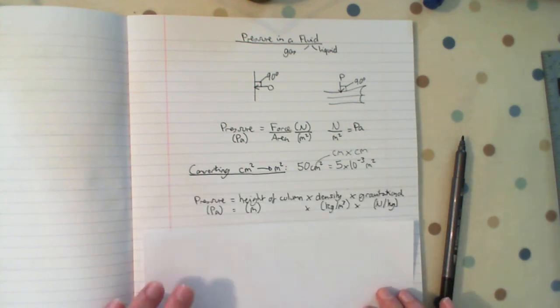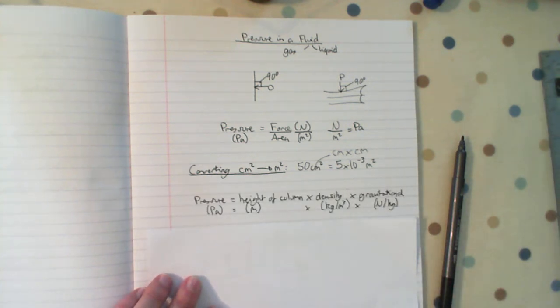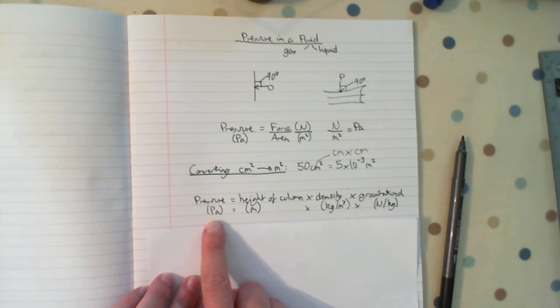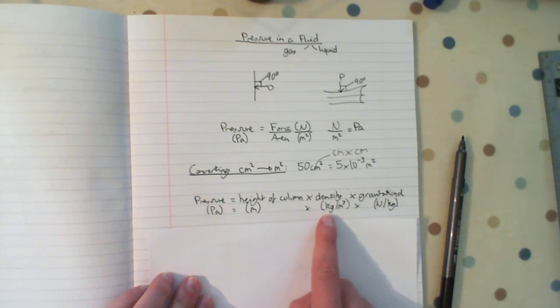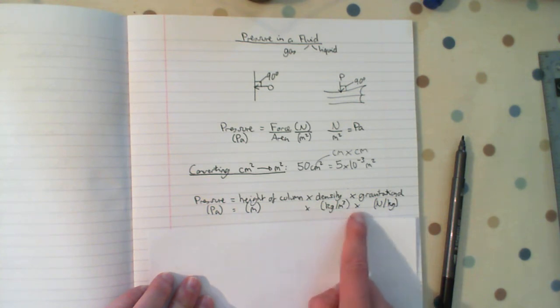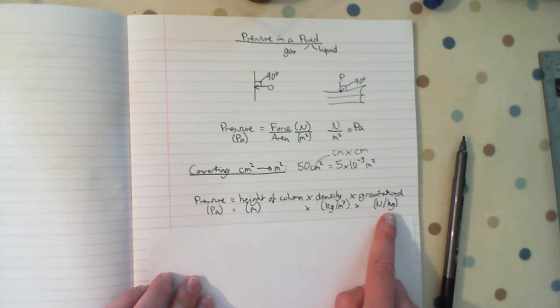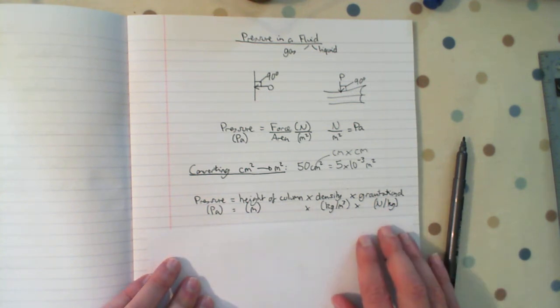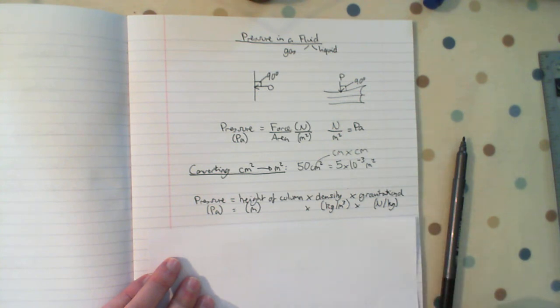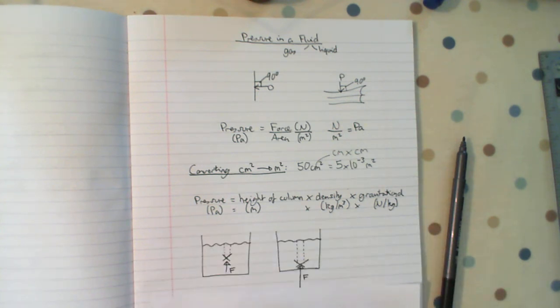We can calculate pressure in liquids using this equation. Pressure in pascals equals height of the column, which will make more sense in a minute, in metres, times the density of the liquid in kilograms per metre cubed, times the gravitational field strength in newtons per kilogram. And for this height of the column, I've drawn two pictures to elaborate.